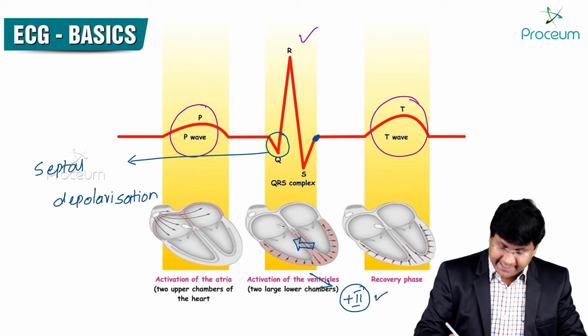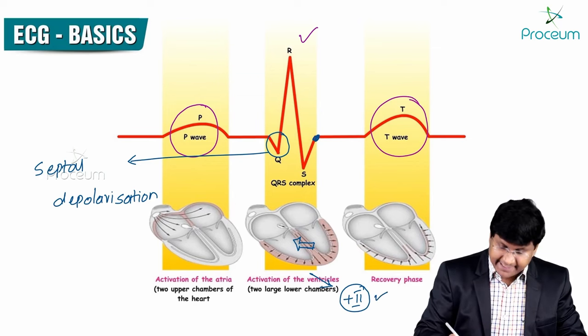So the S wave, remember, is due to depolarization of the base of the ventricle. What is the base of the ventricle? This is your base of the ventricle. So when the depolarization of the base of the ventricle is occurring, the wave of depolarization is moving away from the electrode, or away from the lead. That is the reason why your S wave is a negative wave. Alright? So I have discussed in detail why QRS is negative, positive and negative.